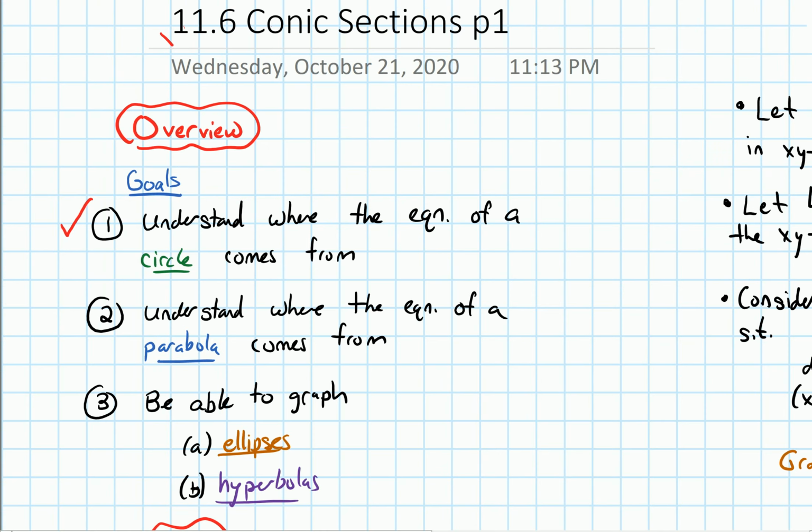In terms of our goals for this section, we've now talked about where the equation of a parabola comes from. That was that picture with a focus and a directrix, and we've done some review examples on graphing parabolas. So in the next video, we will talk about ellipses and where they come from.